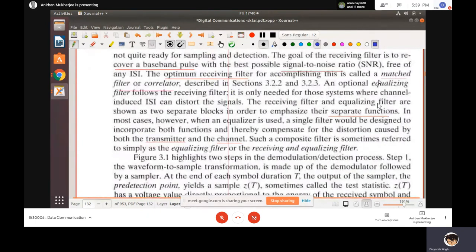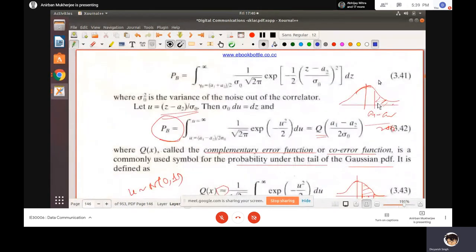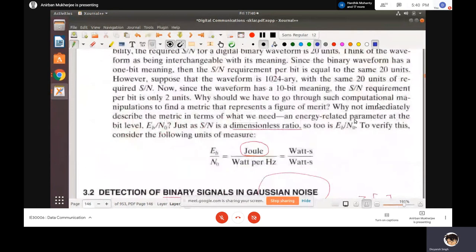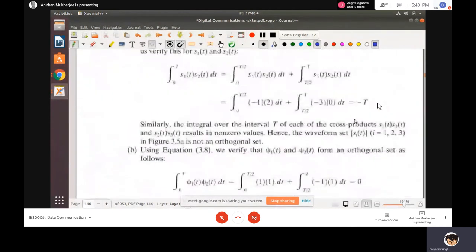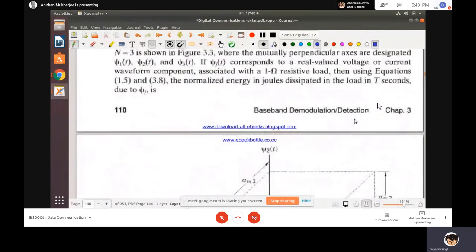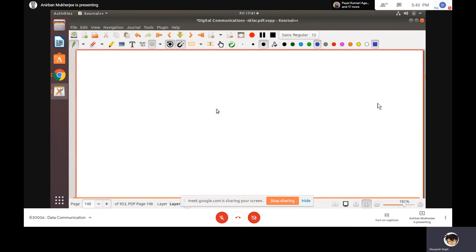Anyway, let us talk about the probability of bit error. Already we have studied that. Now the error probability, if you remember, is basically Q of (A1 minus A2) by 2 sigma 0. What are my A1 and A2? They are the means of the random variable. A1 is the mean of the likelihood PDF of Z given S1, and A2 is the mean of the likelihood PDF of Z given S2.